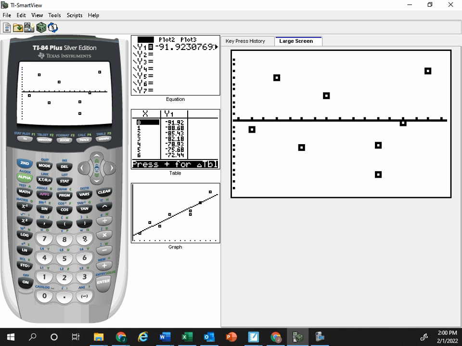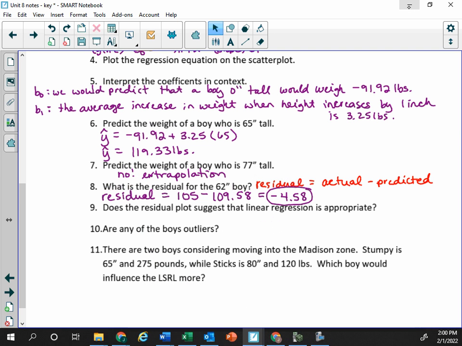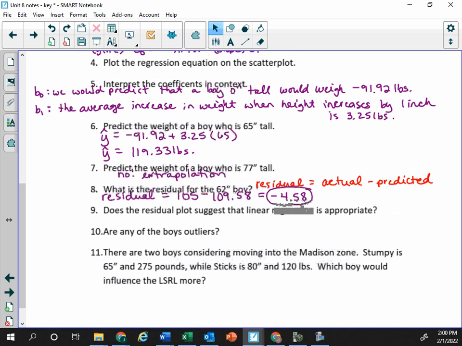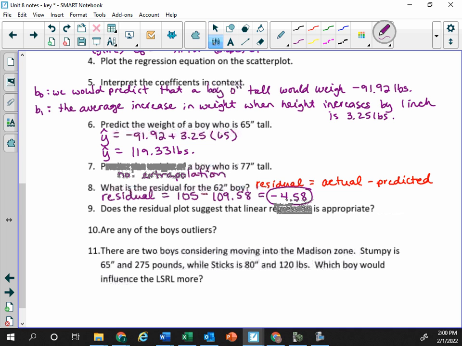All right, are we okay on the calculator part there? Yeah, this we'd say, yes, this is appropriate because we see a cloud in the residual. Yep. All right, so we would say, yes, it is appropriate. And just say residual plot. You can say shows a cloud or is randomly scattered, however you would like to word that.